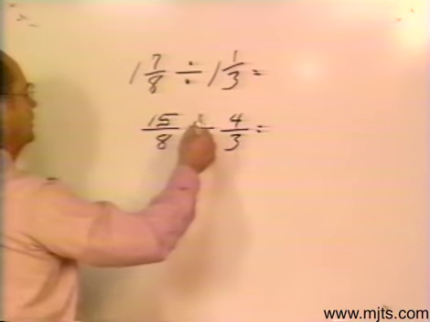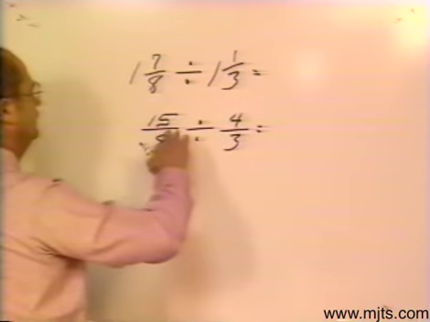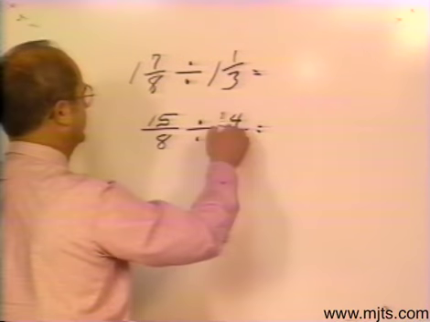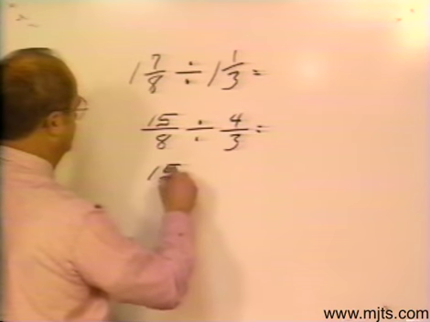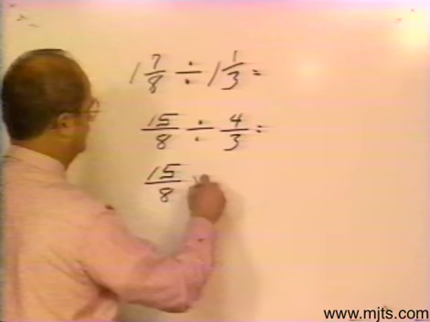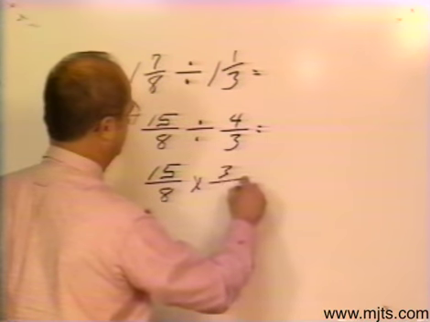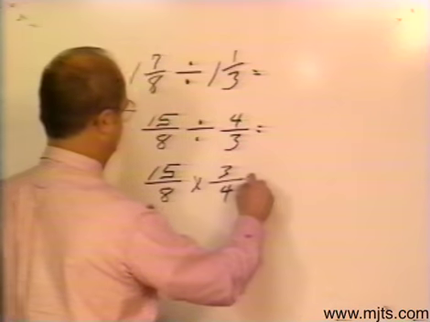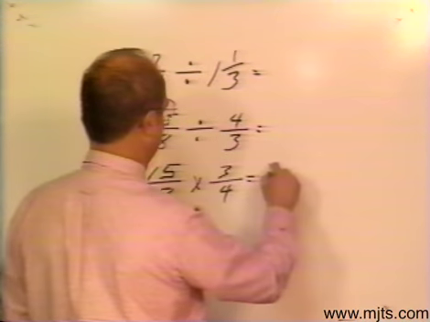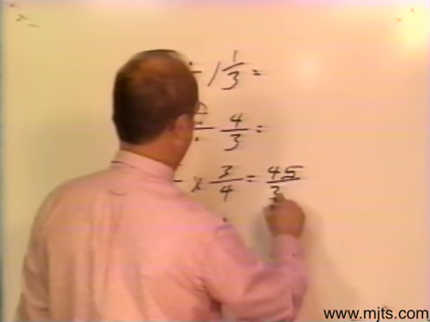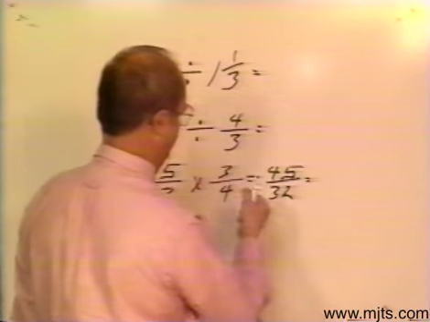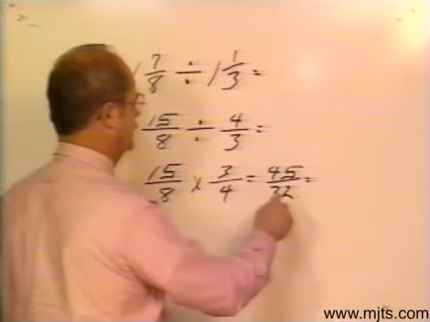Now, I'm dividing 4/3 into this. What I have to do is invert the divisor, then multiply. That would give me then 15/8 times 3/4, which would be equal to 45 over 32. That is improper. I can reduce that down.